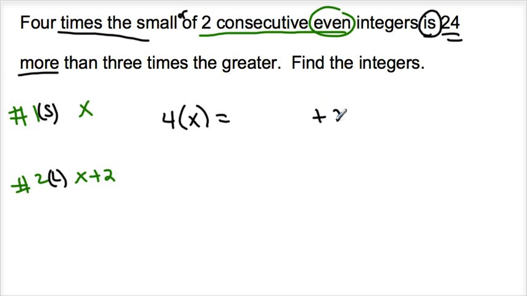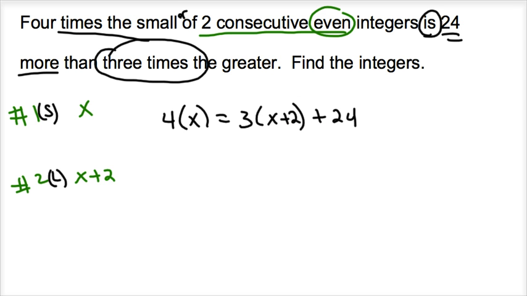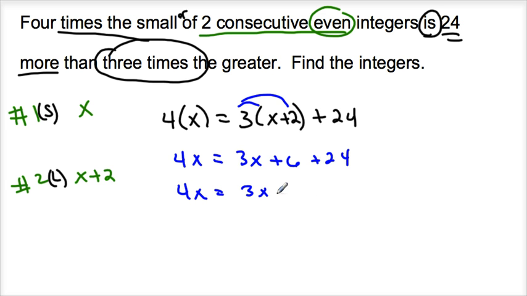so I'm adding 24 to something, 24 more than what? 24 more than 3 times the greater, so 3 times the greater integer. And now we have our equation. Let's distribute through, combine like terms, and solve for x. So we got 4x equals 3x plus 6 plus 24. So I got 4x equals 3x plus 30, just combining like terms. Subtract 3x from both sides.